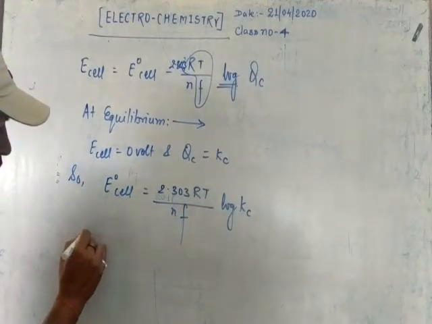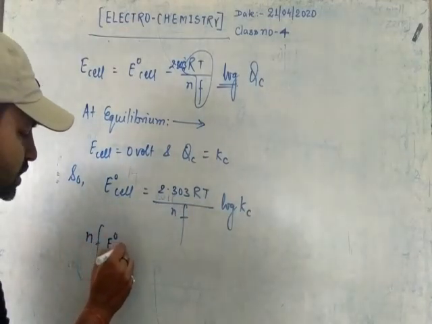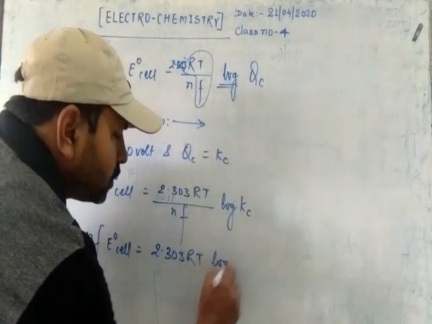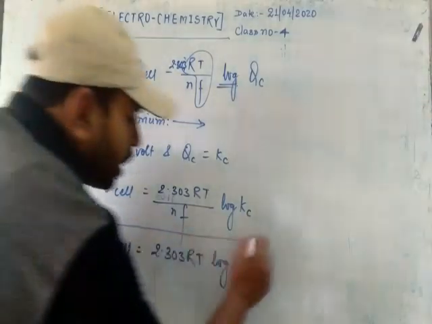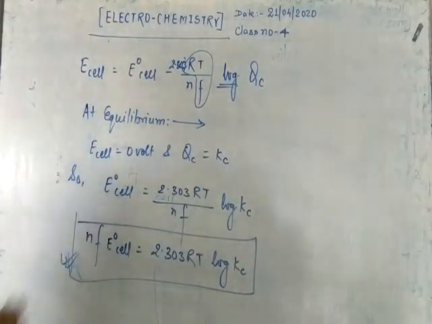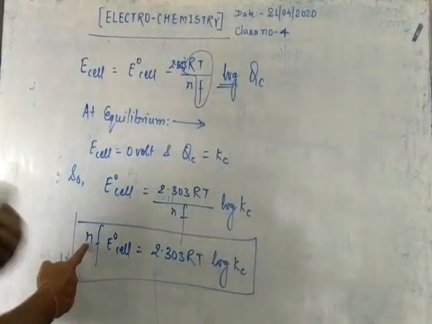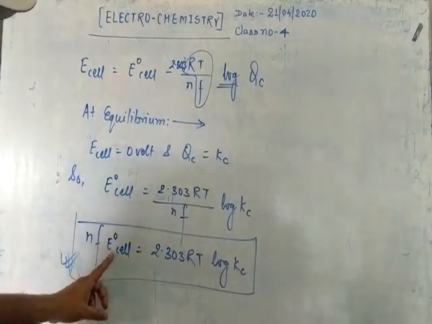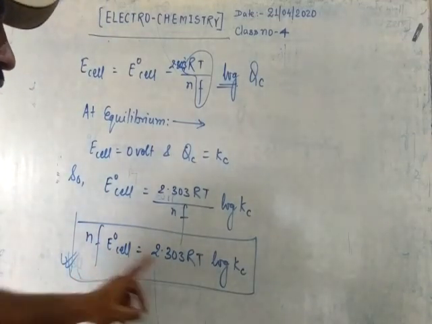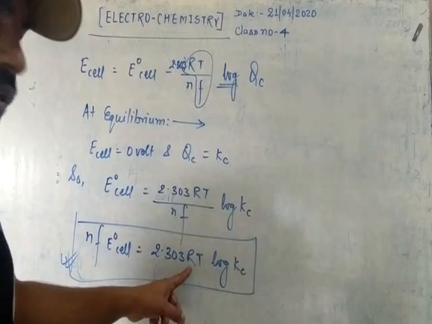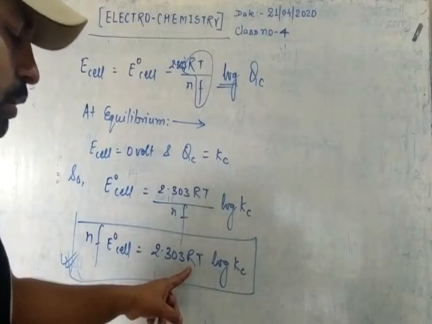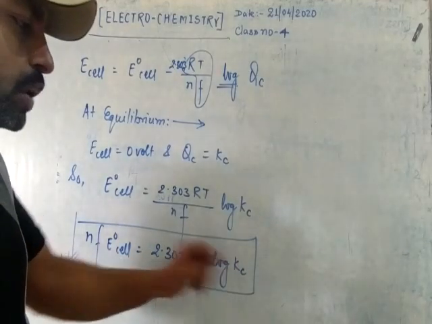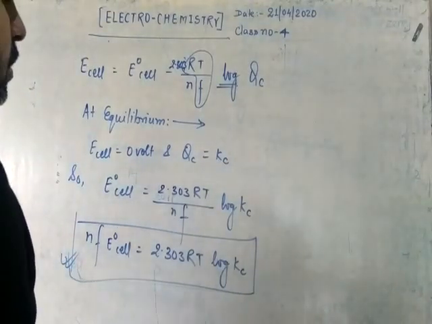To multiply, in accordance, nFE0 cell equals 2.303 RT log Kc. Both are equal, where n is the number of electrons transferred, F is Faraday, which is 96,500, E0 cell is the standard cell potential, and R is the gas constant, which is 8.314 joule per mole per Kelvin. Temperature must be taken in Kelvin, then you calculate the equilibrium constant.